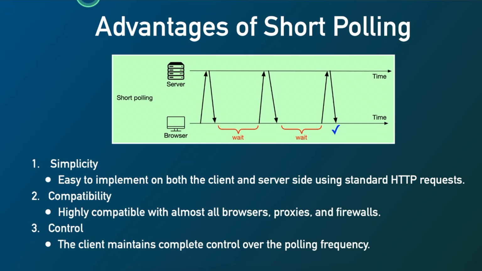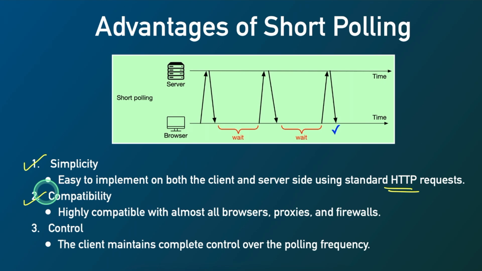Let us now understand the advantages of short polling. The first advantage is that it is very simple to implement. It could be easily implemented with very few lines of code using standard HTTP requests, right? We have done the same in the previous demo, so it is super simple to implement, and that is one advantage. The second advantage is that it is compatible with almost all browsers, proxies, and firewalls.